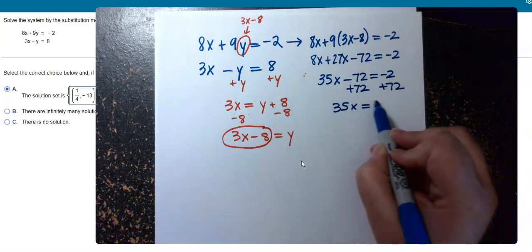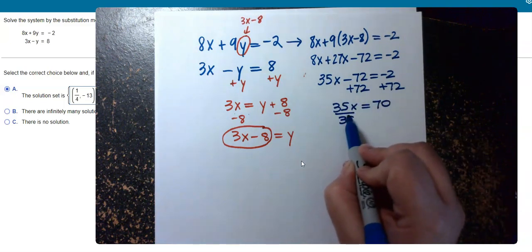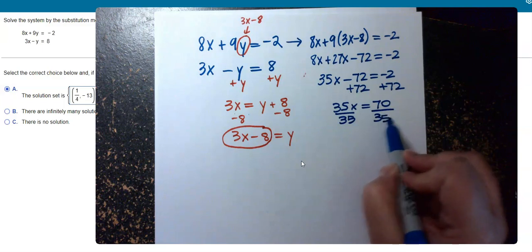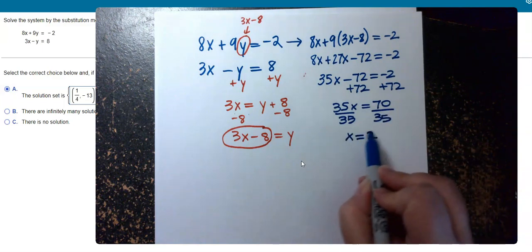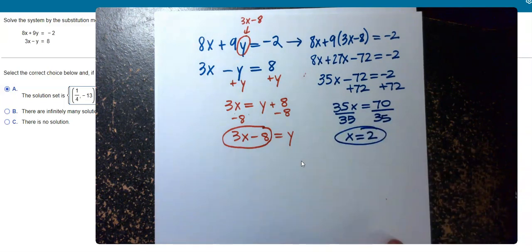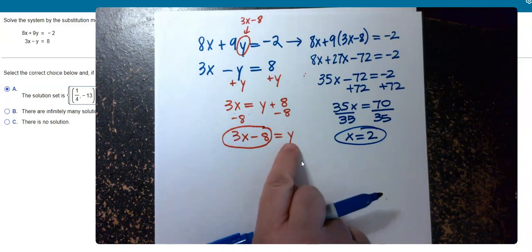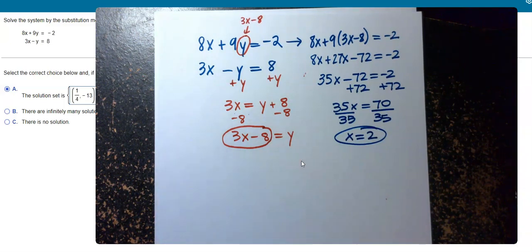35x equals 70, and x is 2. Remember, we're solving for two variables here, so we're not done yet. We just have the x. Now to find the y, the easiest place to go back and plug in for substitution is the place that you already got the y alone.